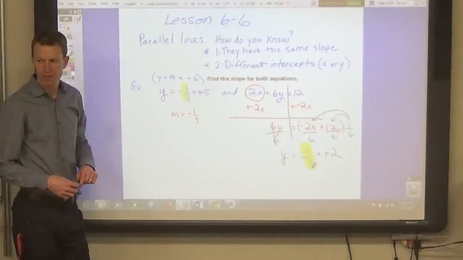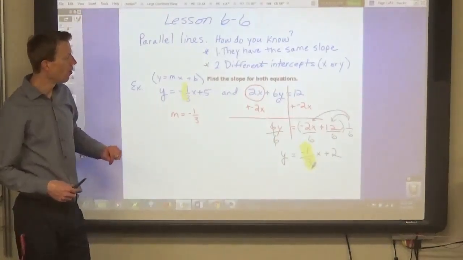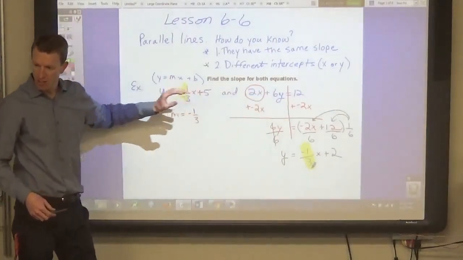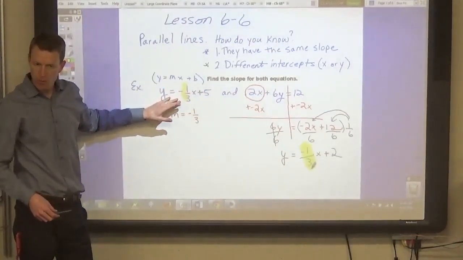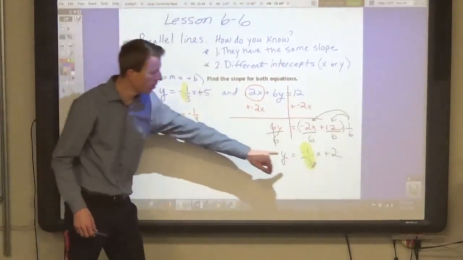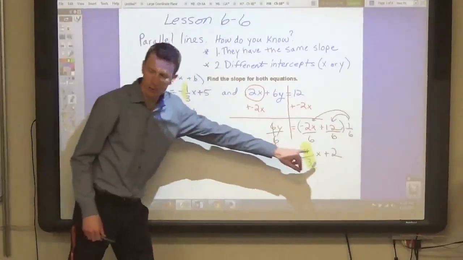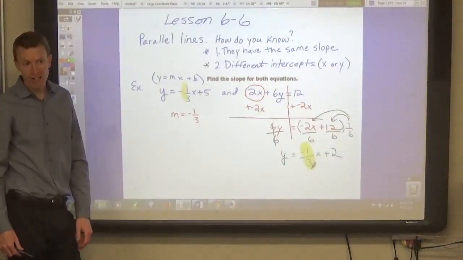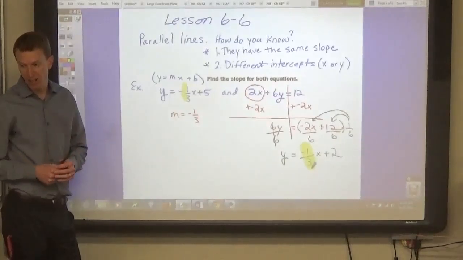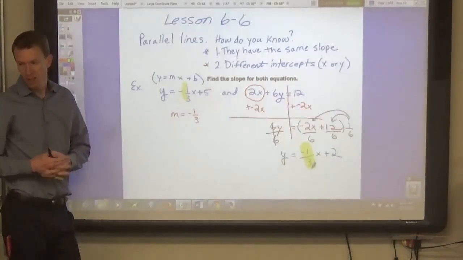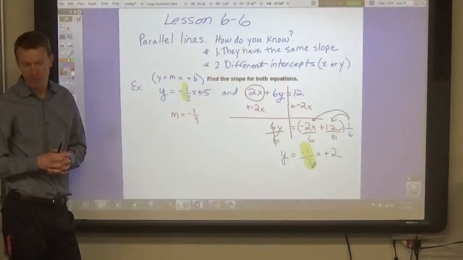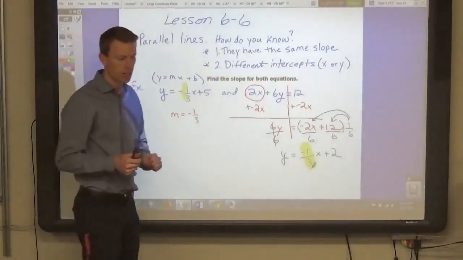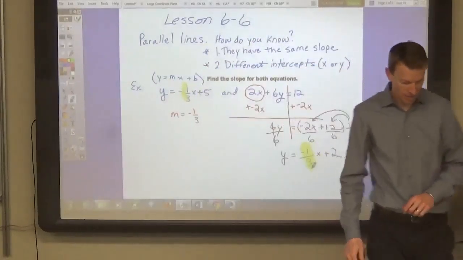No, the question is, are these two equations parallel? Yes. And they are, because they have the same slope but different y-intercepts. If they have the same slope and the same intercept, then they're the same line, aren't they? Yep, they're the exact same line. So would that be parallel or perpendicular? That's neither, that's the same line. That's just one line on the graph.